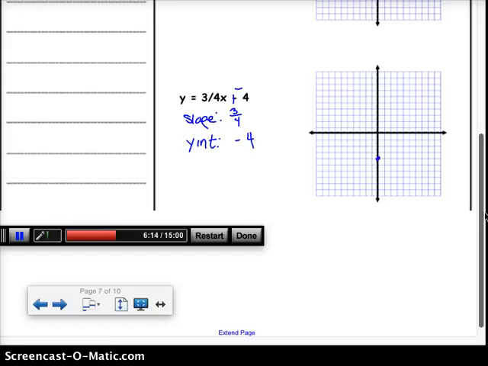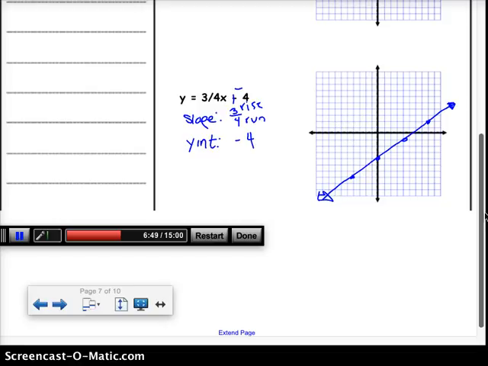And then I use my slope. Remember, slope is rise over run, up over over. So I go up 3, 1, 2, 3, over 4, 1, 2, 3, and 4. Other way. Instead of going up 3, I'm going to go down 3, 1, 2, 3, to the left 4, 1, 2, 3, and 4. Then connect, and I am done.